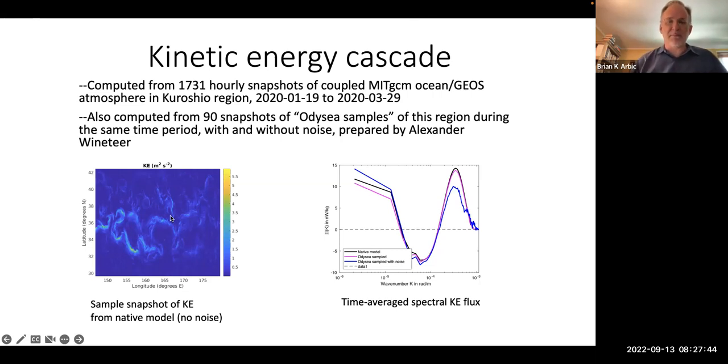It's just the native model, as I call it. Then what Alexander did is he gave me 90 snapshots of Odyssey samples of that region, with and without noise. That's at the expected sampling periods, which is why there are fewer snapshots. And he also put noise in it.